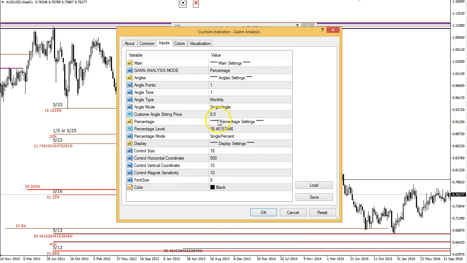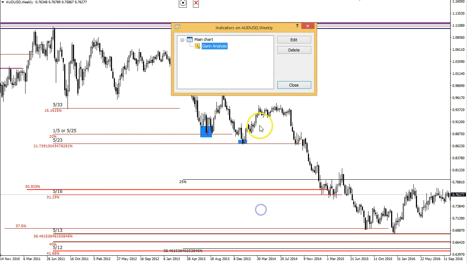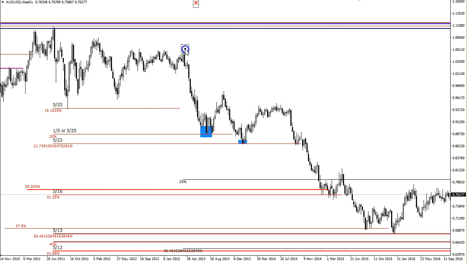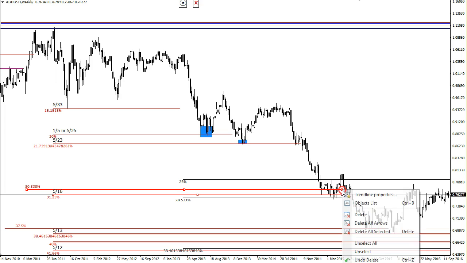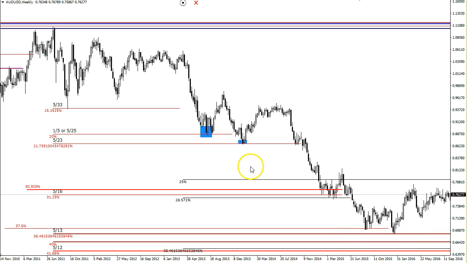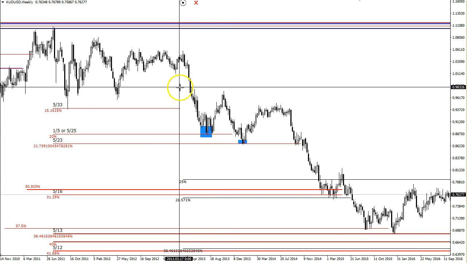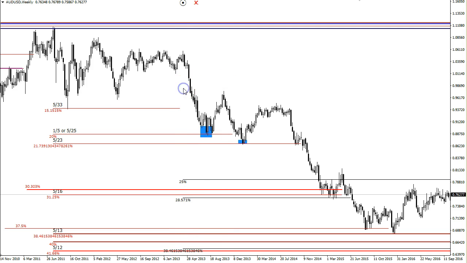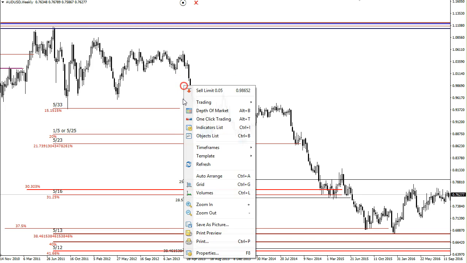Okay, 33.33 was broken. I remove. Halfway between both of them is 28.571, between the 25 and the 33. You can see that the 28.571 did stop the market, overlapping with the 31.25. So this whole area was a reaction to the upside. Okay, no more percentage that we can carry from here.